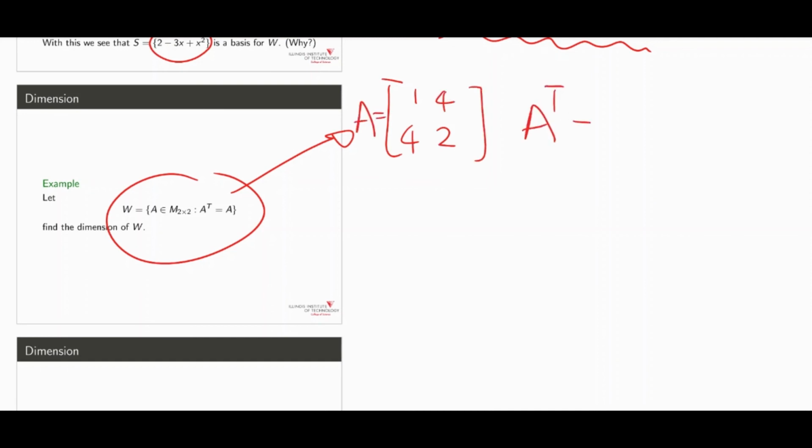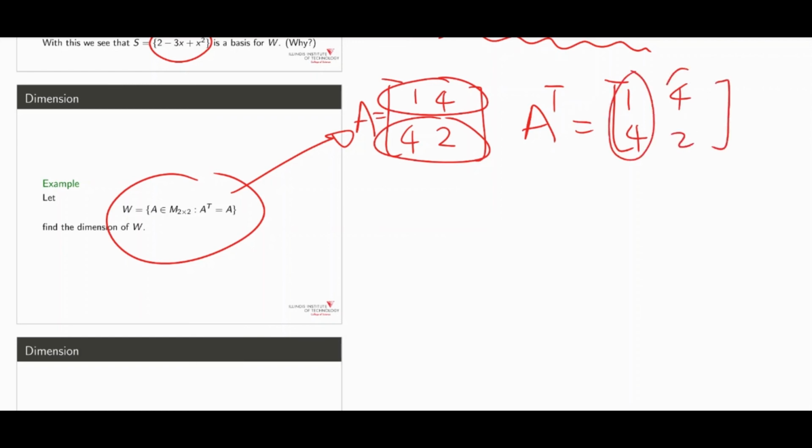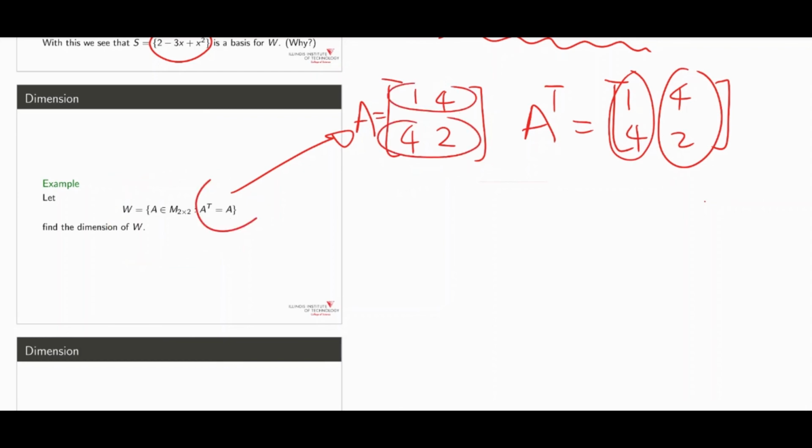If you transpose this, look at how I interchange the rows. I write this row as my column. I write the first row as the first column, and the second row as the second column. After you have done it, you see that they are basically still the same. So this is what we call a symmetric matrix. Symmetric matrices have this property: after you interchange the rows and columns, you get the same matrix. So these are called symmetric matrices.